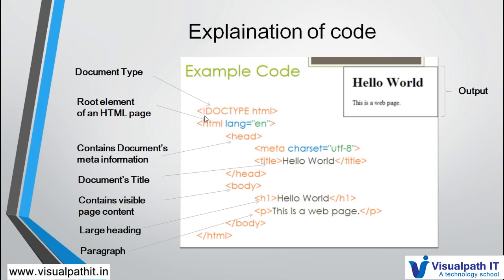On the first line, the doctype HTML defines the document type. The second line, the html lang equals "en", in the double quotation. So that is the root element of an HTML page. EN stands for the language, which language you are using on the web page.